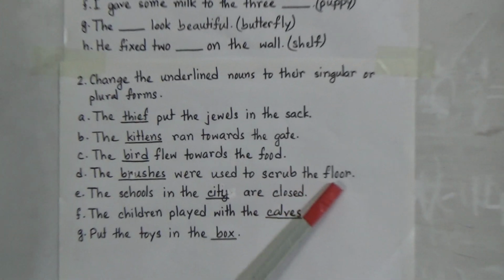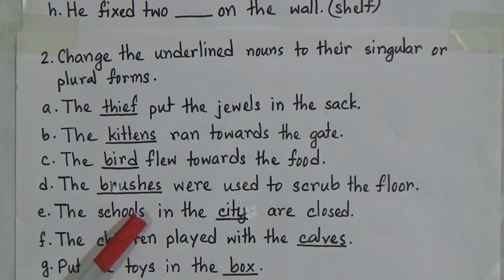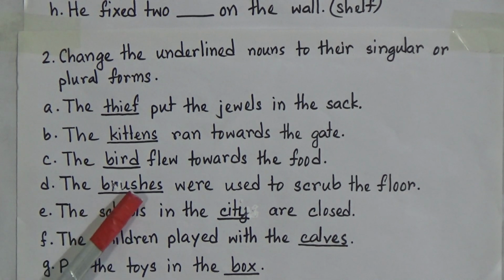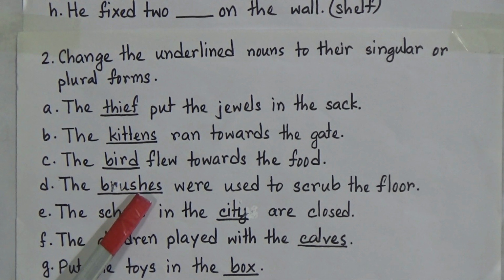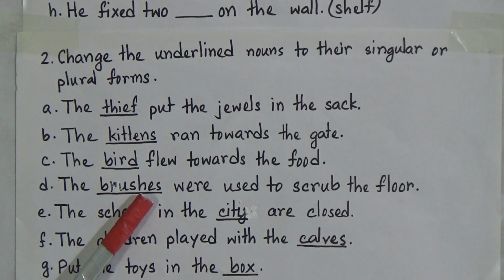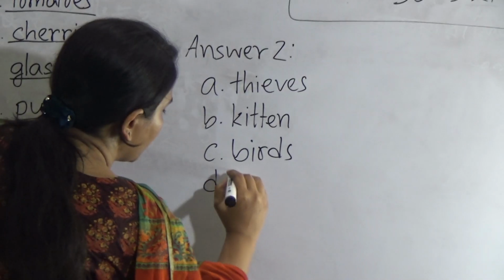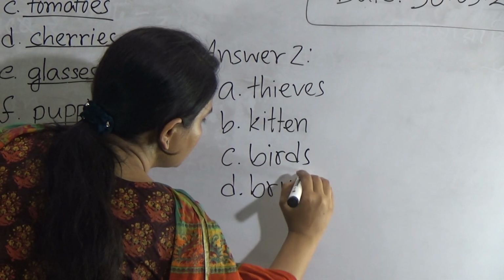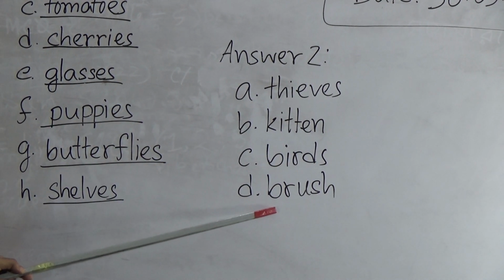Now number D, the brushes were used to scrub the floor. Now look at the underlined word brushes, B-R-U-S-H-E-S. Now look, we add es to make it plural. So brushes is in the plural form. Now we will make it singular. So what will you do? We will just omit or drop es to make it singular. So the answer of number D will be brush, B-R-U-S-H.